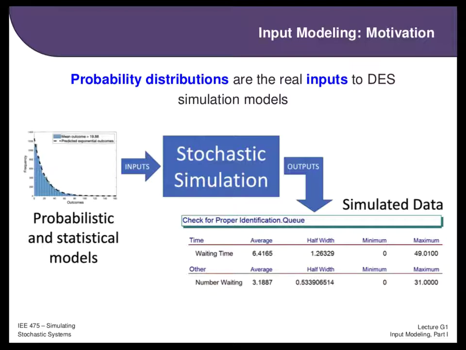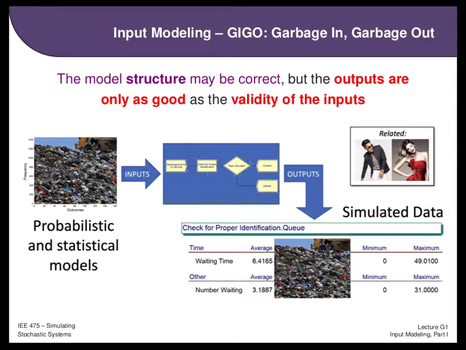So in simulation, and plenty of other things, we would call this the GIGO problem, garbage in, garbage out. Regardless of how nice the system looks, you can sell this block diagram. You can say, this block diagram captures the process of what goes on at the airport. And you can put a lot of effort into making it match that perfectly.